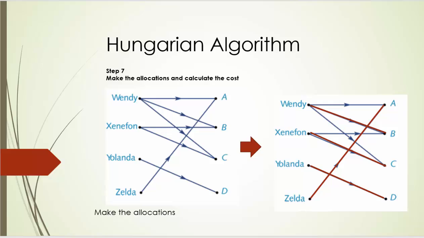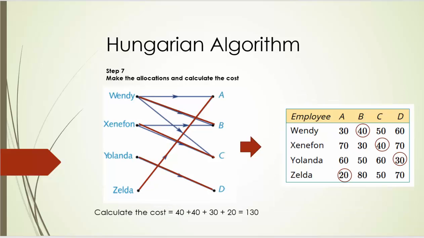One more thing to do, go back to the original table and get those costs. What was the cost of Wendy going to B is 40. Zelda going to A was 20, we've used that one. Xenophon going to C is 40 and Yolanda going to D is 30. The cost, therefore, of the assignment, or the minimum cost, is going to be 40 plus 40 plus 30 plus 20, which is 130. And that is an application of the Hungarian algorithm.